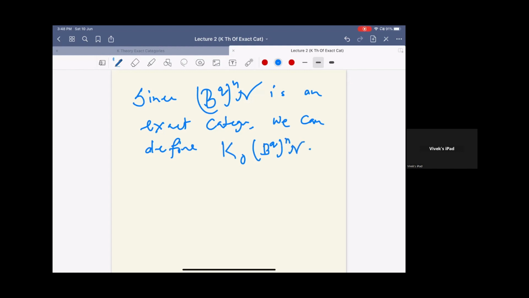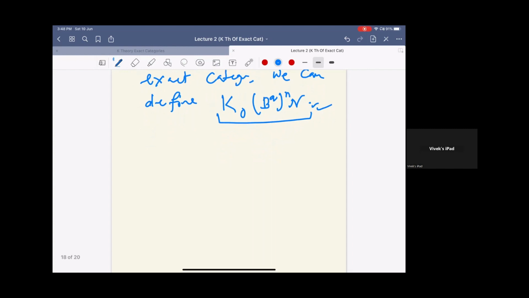But this definition makes sense because, whatever these groups are that we do not know, at least the definition makes sense because BQN is an exact category. And that definition we already defined for the exact category for K0. K0 of an exact category we have already. So this makes sense.